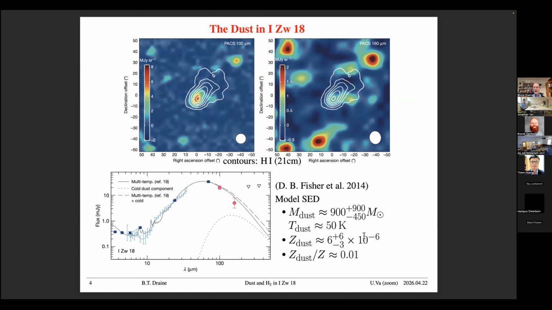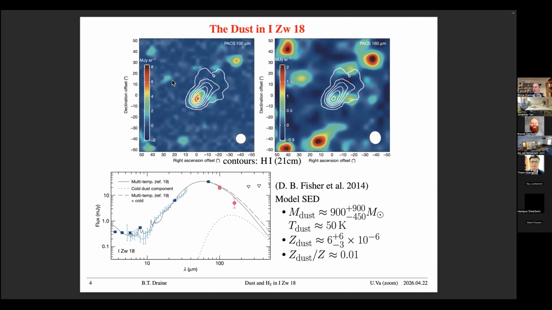Okay, so the dust in this galaxy has been searched for in the past. Spitzer Space Telescope did detect it with Spitzer observations, and then it was revisited with Herschel to try to get better angular resolution and better sensitivity for the emission coming from a very compact region here. So these two images here are Herschel. The color is a Herschel image at 100 microns and 160 microns. The white contours here are 21 centimeter contours. So this is showing you where the gas is in this galaxy.